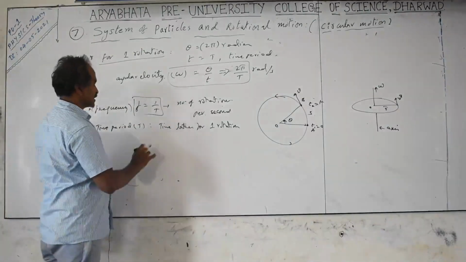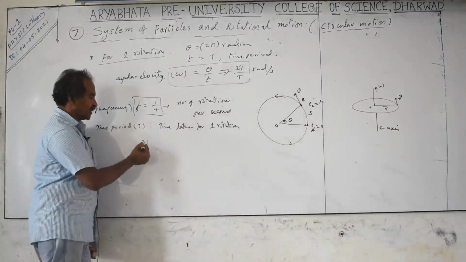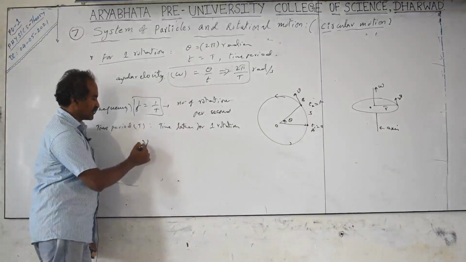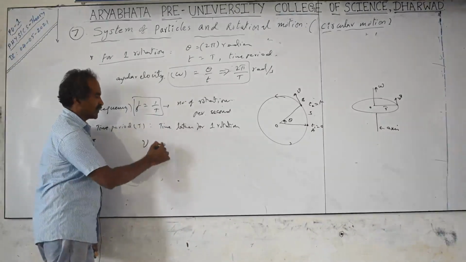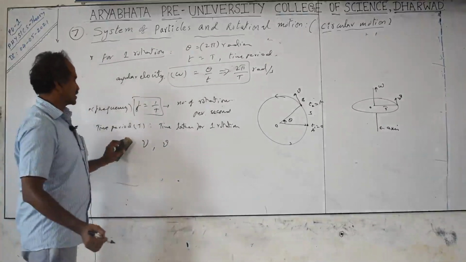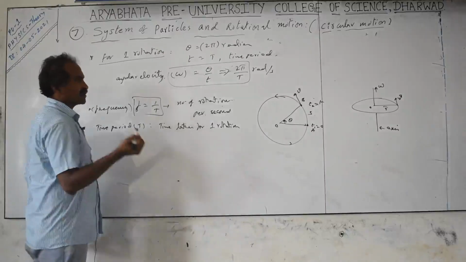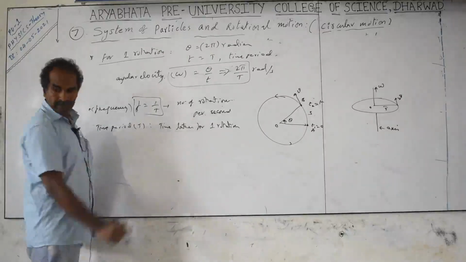And the frequency symbol will generally be given as nu, not f generally. F may also be given. Nu is a symbol used for the frequency also, but I am not writing nu because we are going to use the term velocity v. V and nu look similar even while printing. That's why I am avoiding that and using the symbol f. But use the symbol that is given in the examination, whatever symbol the question paper gives, that only you have to use.